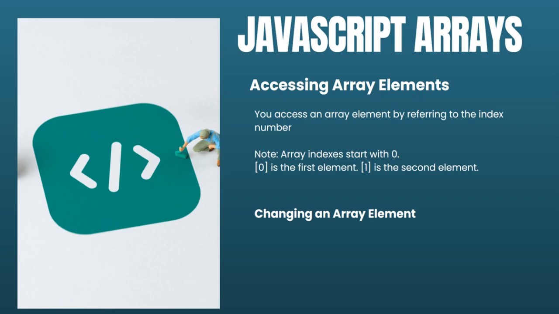In this lesson, we're taking a look at how to access array elements. In the previous lessons, we have been taught how we can create an array. But creating an array is not enough. There are times that you want to access the element of that array. And how do you do that in JavaScript? You access an array element by referring to the index number.